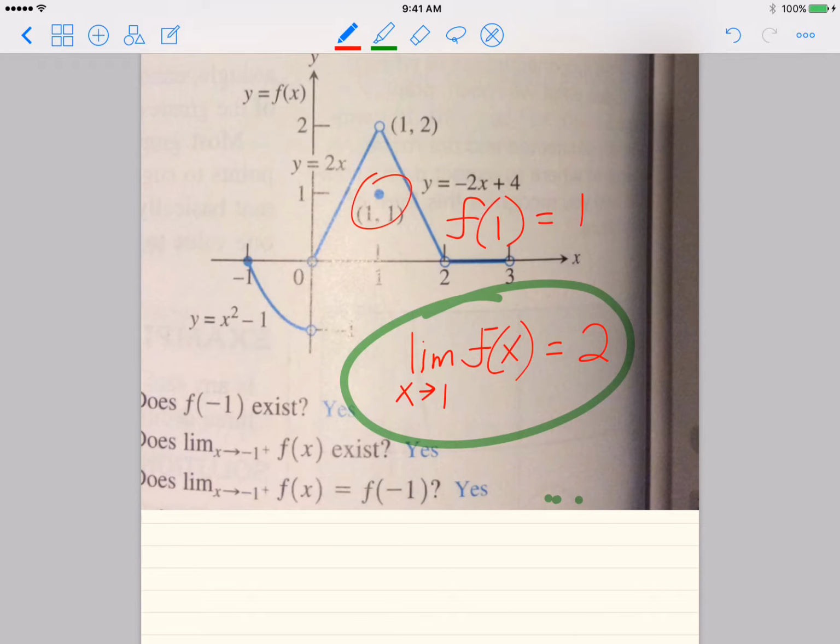Number 13, is f defined at x equals 2? I think you could answer this now. The answer obviously for 13a is no. B, is f continuous? No, it's not. You don't even have to check the limit because f is not defined at 2.